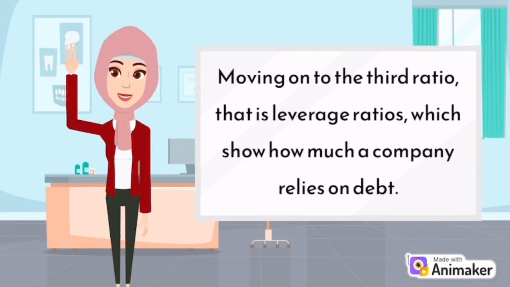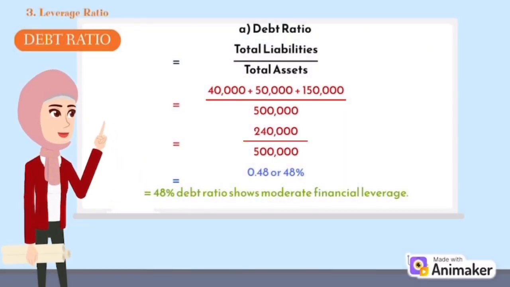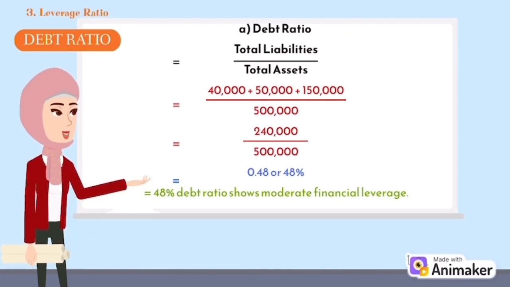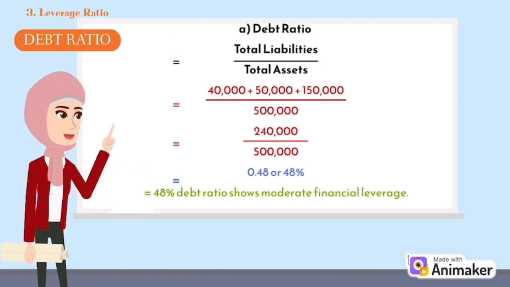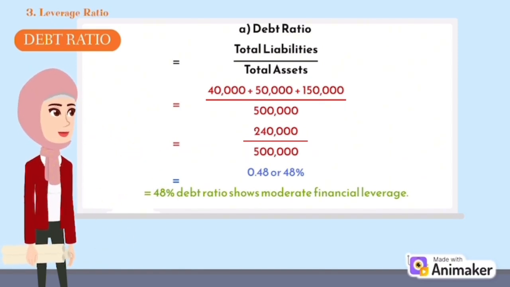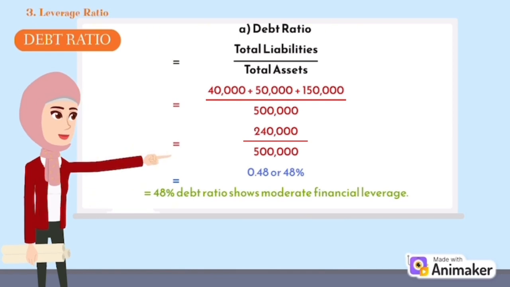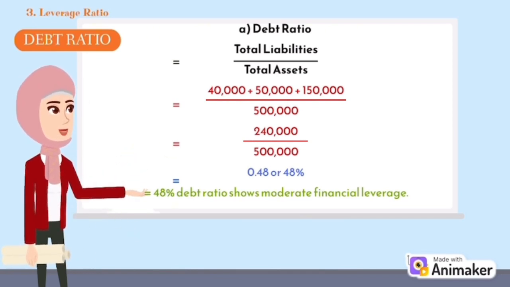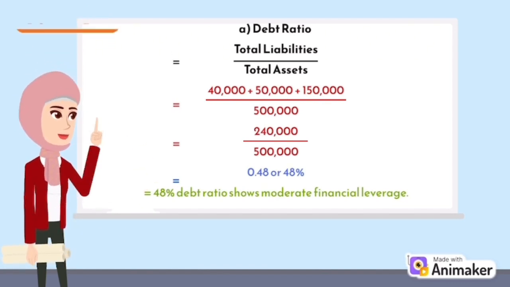Moving on to the third ratio, that is leverage ratios, which show how much a company relies on debt. Debt ratio. The formula for the debt ratio is total liabilities divided by total assets. In this case, the company's total liabilities consist of 40,000, 50,000, and 150,000, which add up to 240,000. The total assets are 500,000. To calculate the debt ratio, we divide 240,000 by 500,000, which gives 0.48 or 48%. This means a 48% debt ratio shows moderate financial leverage.